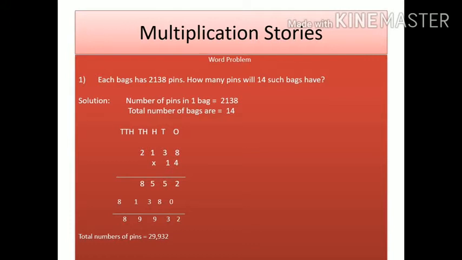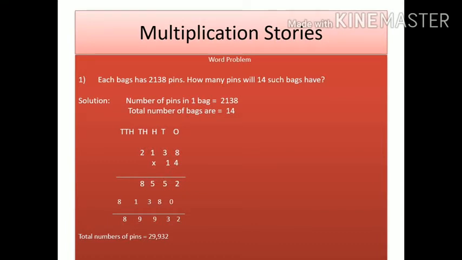Many situations around us require repeated addition or multiplication. We call such situations multiplication stories. While solving such problems, we have to write proper statements, at least of 2 lines. Then complete working needs to be shown, and at the end a 1 line answer statement must be there. So let us understand with one example.